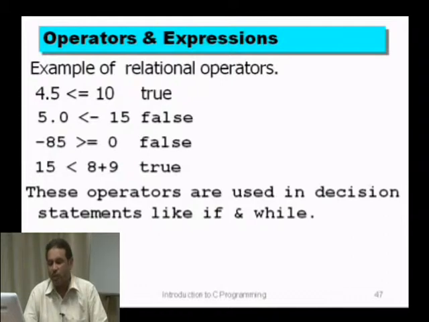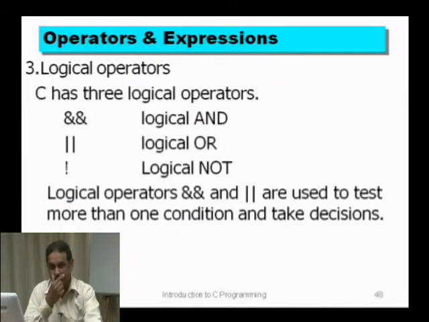These operators are used in decision statements like if and while. Where are we going to use all these operators? We are going to use them in the if statement, which we will discuss in later sections, along with the while statement, the switch statement, and so on. That is the use of relational operators. These are the 6 relational operators available, as you have seen.